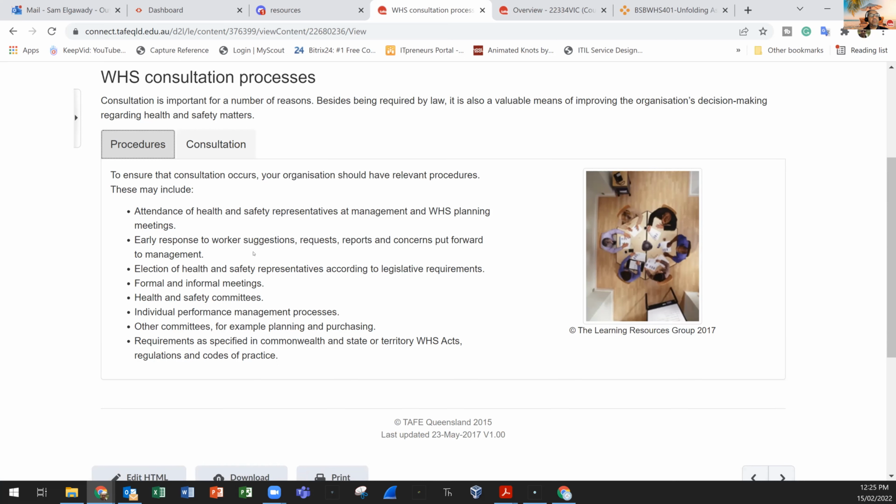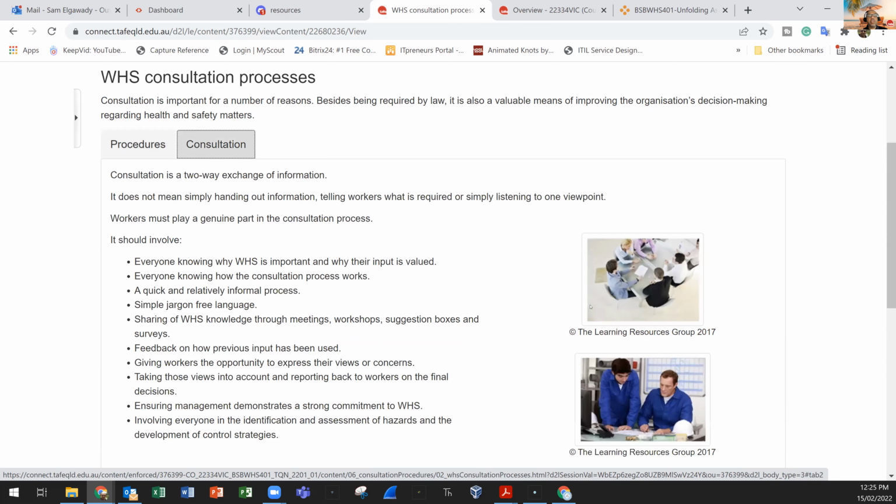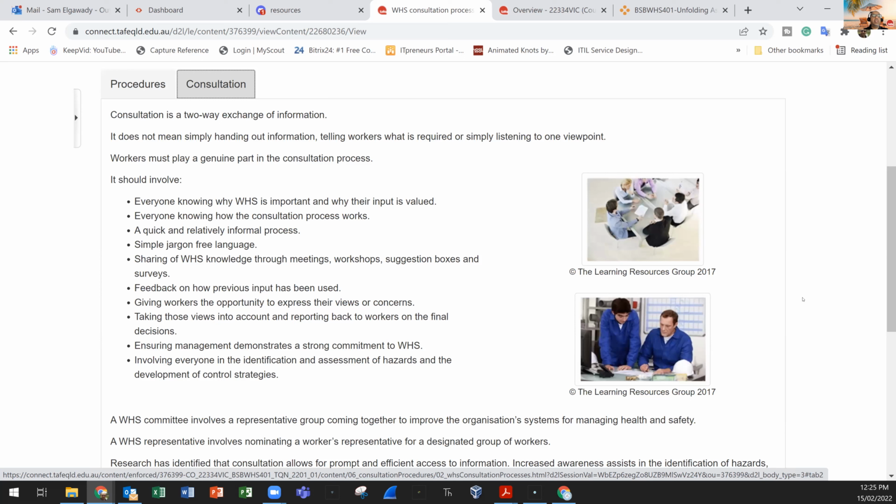Any questions here? Any questions about what we highlighted? I just wanted to highlight what is there, and of course, if you want to review, you can watch the videos again and again. Consultation, as we mentioned, is two-way communication. So we need to listen and understand first, then we can give feedback. So we as workers play a genuine part in the consultation process. So this should involve everyone.